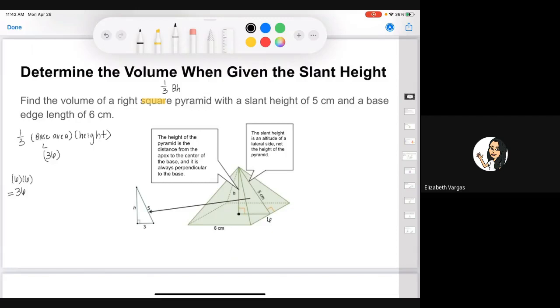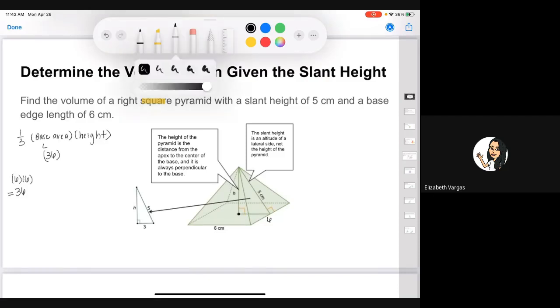And now my height. It tells me my slant height is 5 and my base length is 6. The height of the pyramid is the distance from the apex to the center of the base, and it is perpendicular to the base. The slant side is going to be the altitude of the lateral side, not the height of the pyramid.